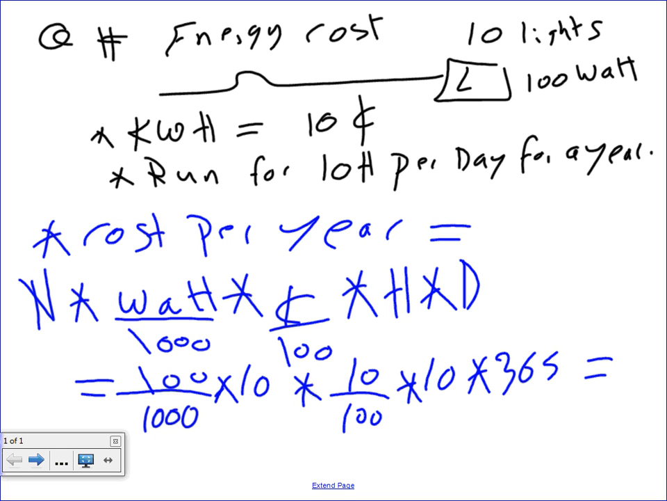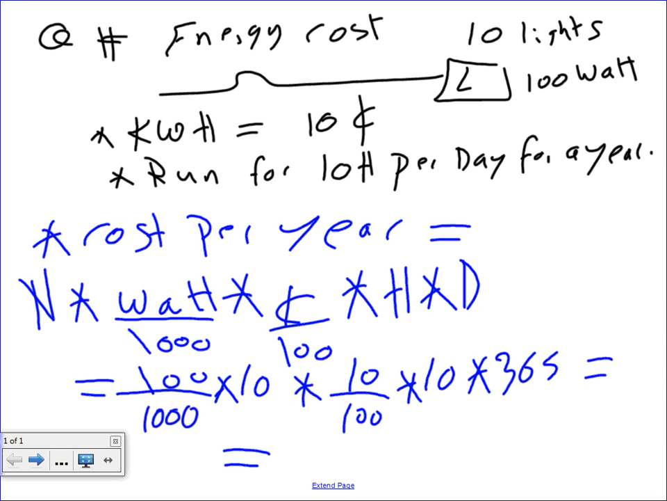What do you get? I need two gentlemen or a gentleman and lady to agree on an answer. I got $36? Anybody else got something similar? Are you sure it's $36? Did you multiply by 365? 100 watt divided by 1,000 kilowatt, multiplied by 10 of them, multiplied by 10, divided by 100, multiplied by 10 again for the hours and the days. What did you guys come up with?